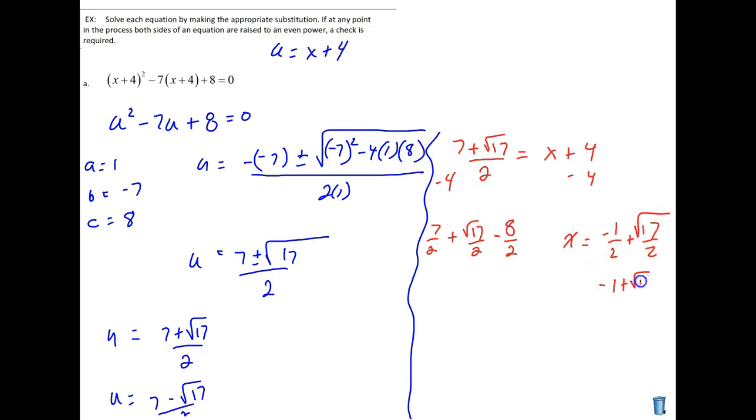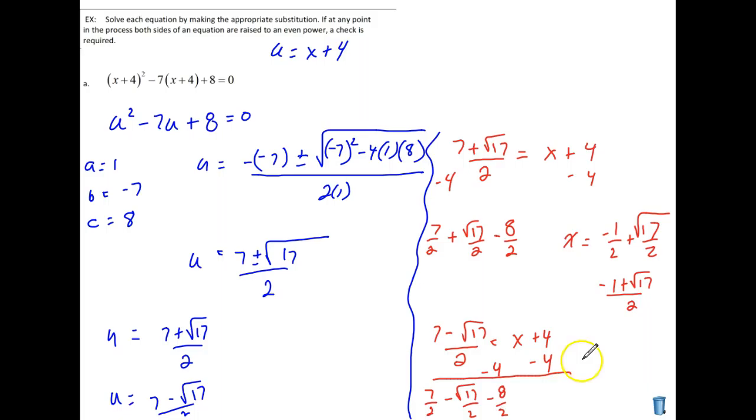Similarly, I'm going to do the same thing, but as you can see here, the only thing that's going to change is this symbol here. I don't know why I wrote it as plus again. This is supposed to be minus. When I subtract 4, I get 7 over 2 minus square root 17 over 2, and then minus 8 over 2, just like we did before. So I have x equals negative 1 minus the square root of 17 all over 2.